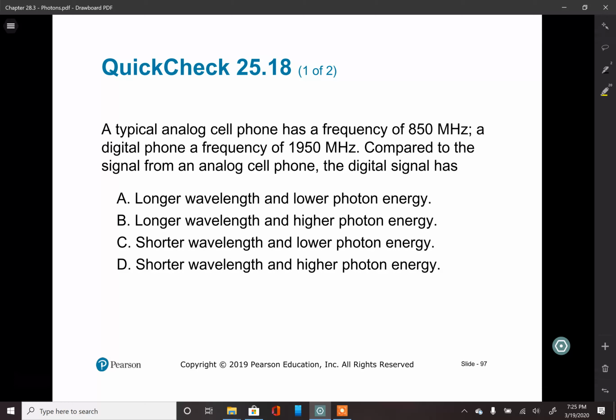Okay, so a couple of non-calculation practice ones here, right? Frequency, and we want to figure out things about wavelength and energy. So the first thing we notice is that high frequency goes with high energy. That's E equals hf. So high energy, and so we eliminate A and C.